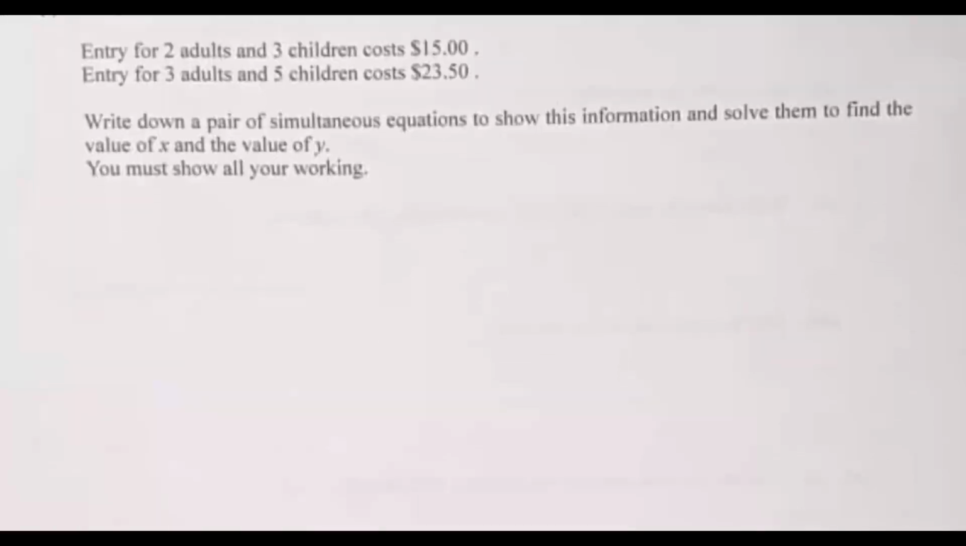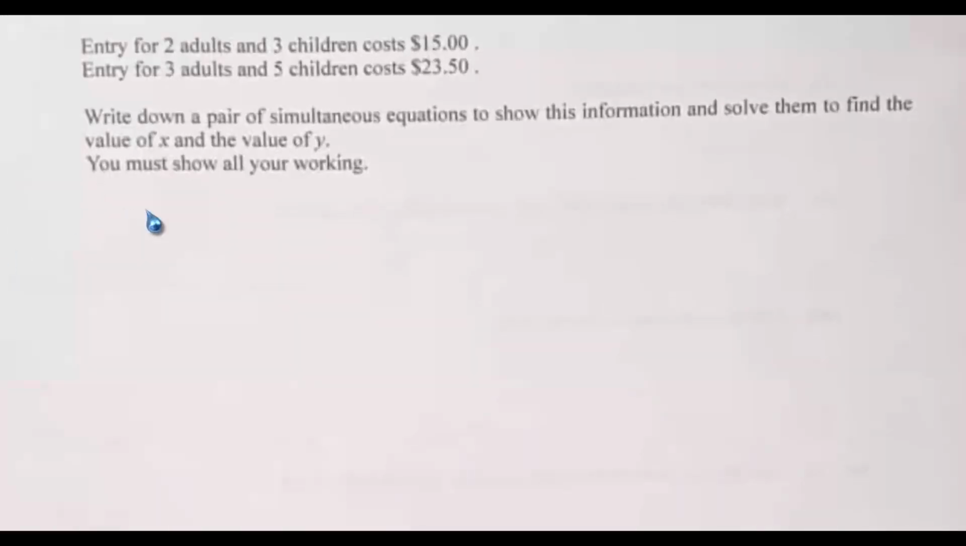So what we need to do is to say this. We already know that the cost of the adult is $X, and then for the child is $Y.